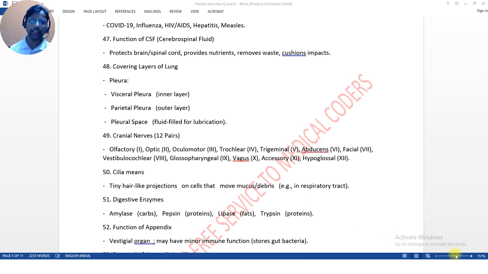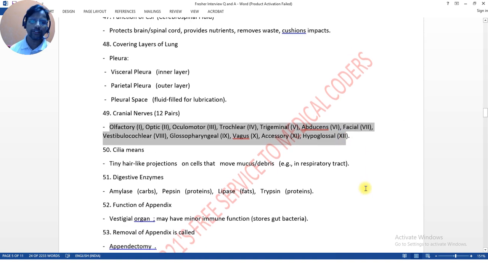And tell me, what are cranial nerves? We have 12 pairs of cranial nerves. Okay. Olfactory, first cranial nerve; optic, second; oculomotor, third; trochlear, fourth; trigeminal, fifth; abducens, sixth; facial, seventh; vestibulocochlear, eighth; glossopharyngeal, ninth; vagus, 10th; accessory, 11th; hypoglossal, 12th. Okay. Just try to remember the names. You don't need to worry about 1, 2, 3, all these things. Just try to remember the names of these nerves. Minimum you need to remember 5 to 6 nerves.